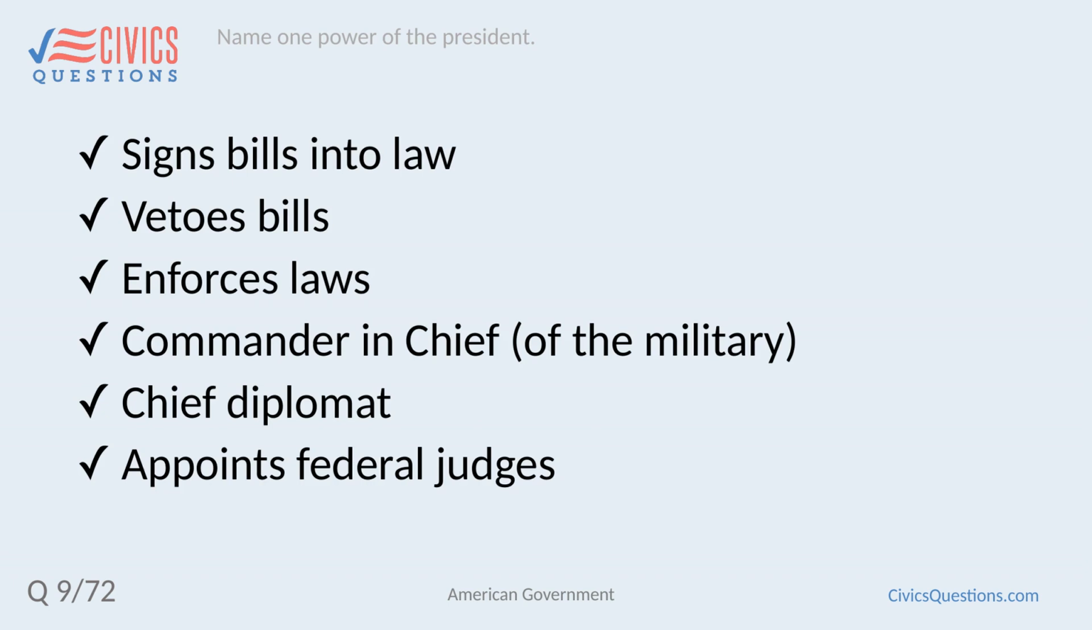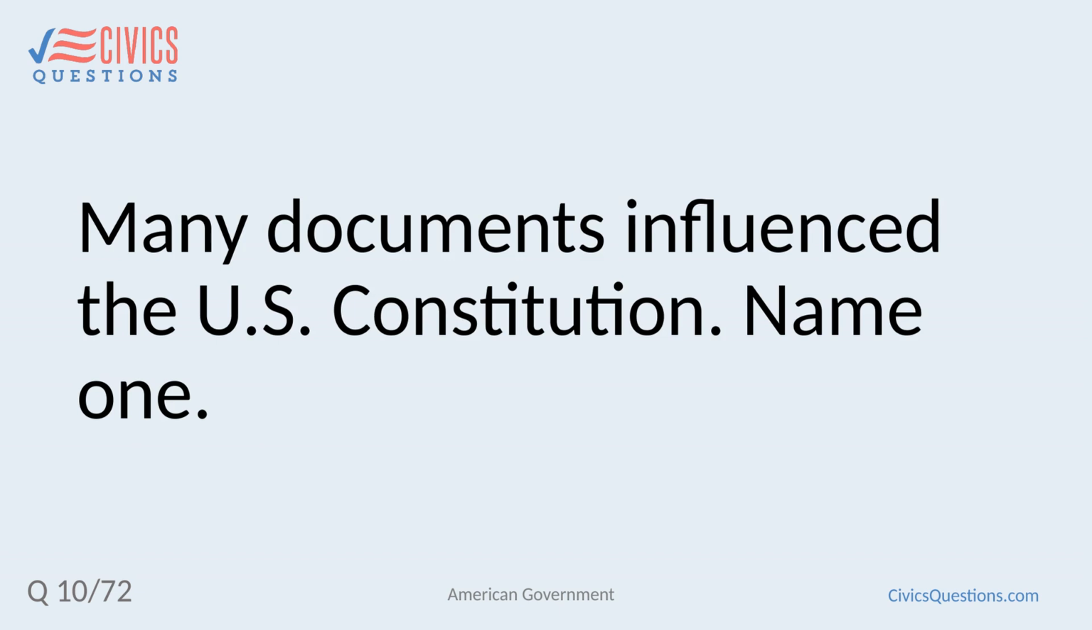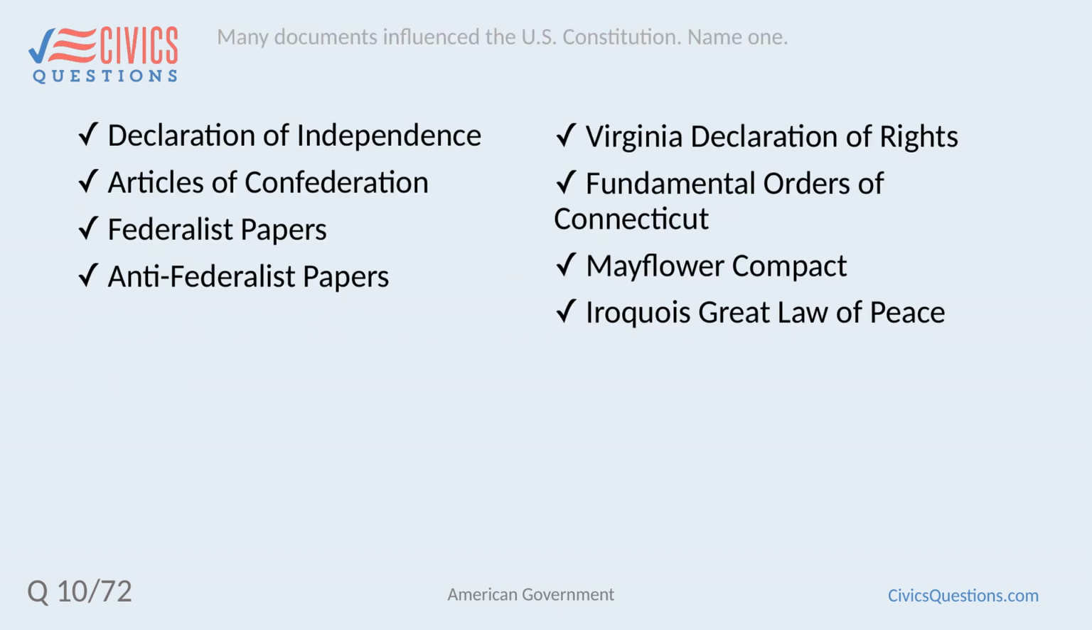Signs bills into law. Vetoes bills. Enforces laws. Commander-in-chief of the military. Chief diplomat. Appoints federal judges. Many documents influence the U.S. Constitution. Name one. Declaration of Independence. Articles of Confederation. Federalist Papers. Anti-Federalist Papers. Virginia Declaration of Rights. Fundamental Orders of Connecticut. Mayflower Compact. Iroquois Great Law of Peace.